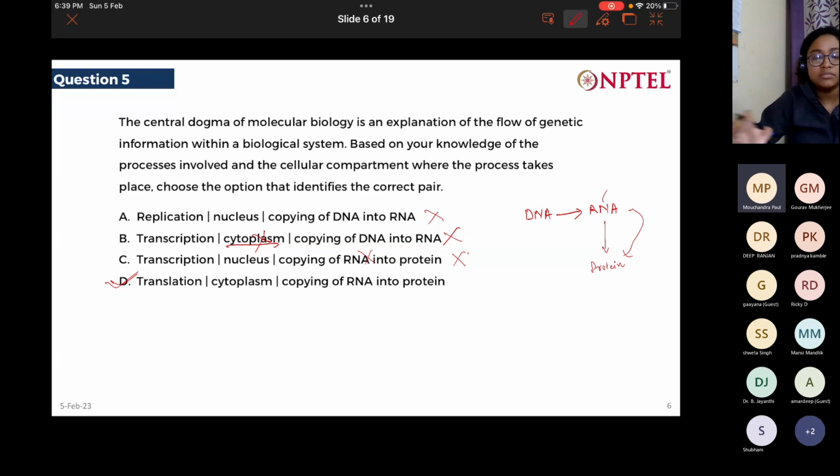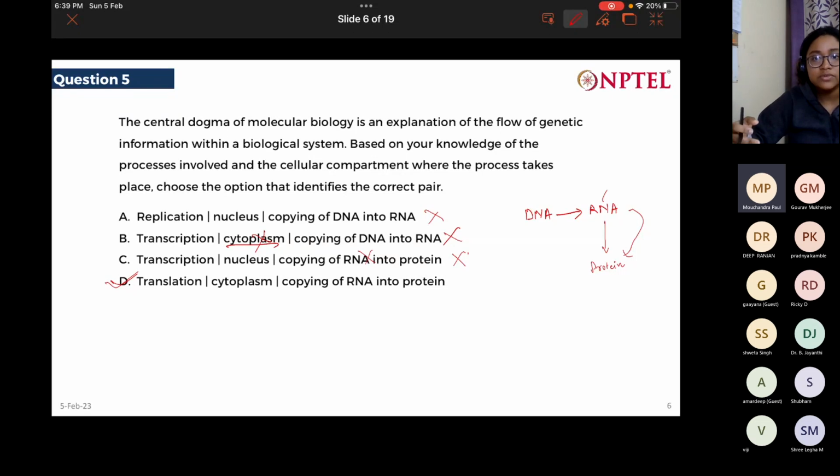Protein is nothing but a sequence of amino acids joined together by peptide bonds, forming a polypeptide chain. Also, the location of transcription and translation varies. All right. Replication is the copying of DNA into DNA only, right? That happens during cell division. That happens in the nucleus.